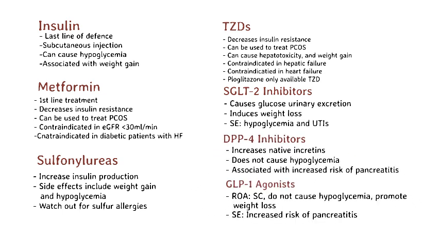GLP-1 agonists are the only drugs other than insulin to be given subcutaneously. They increase insulin production without causing hypoglycemia and promote weight loss through delayed gastric emptying. Similar to DPP-4 inhibitors, GLP-1 agonists are associated with an increased risk of pancreatitis.